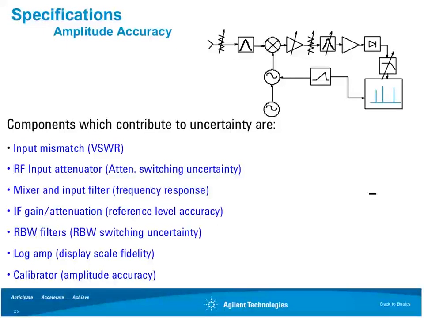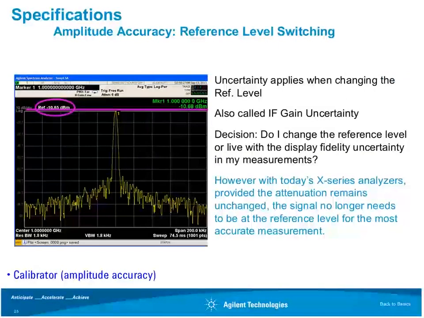Because we have broadband components that operate over a wide frequency range, there will be some frequency response associated with those components. And other things like IF gain and resolution bandwidth filters, each of those will introduce a small amount of uncertainty. Anytime you have any active circuits like the log amp, that can introduce uncertainty. And then the calibration signal that we use has its own uncertainty. So you have to add up all these different factors to get the overall measurement uncertainty.